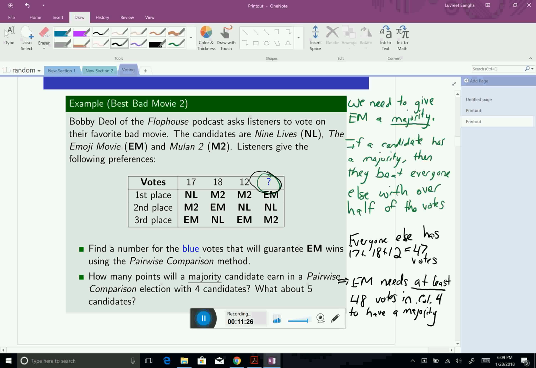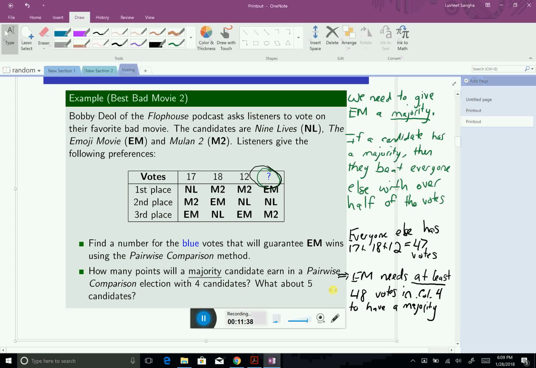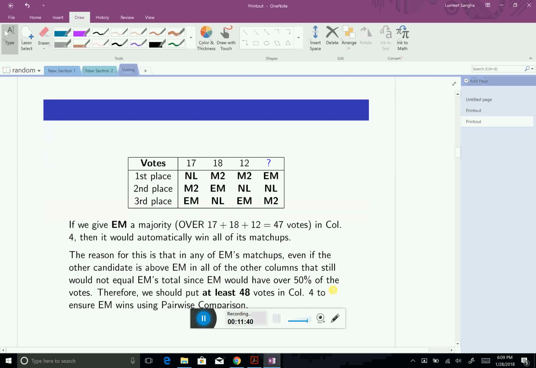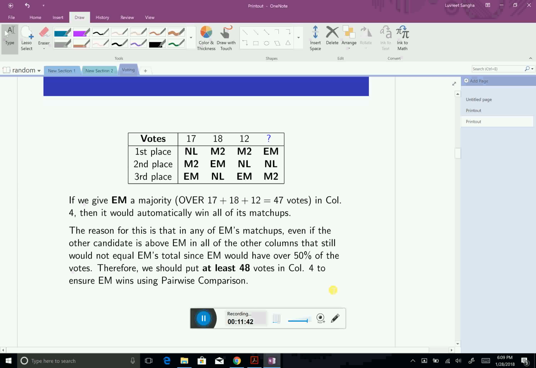Okay, and if they have a majority, that means they win all of their matchups in pairwise comparison, so they win. So that's the answer to that first question. We would need to give EM at least 48 votes in that last column so that they win. And again, when you look at the slides, the following slide will have that stuff that we just wrote down worked out.